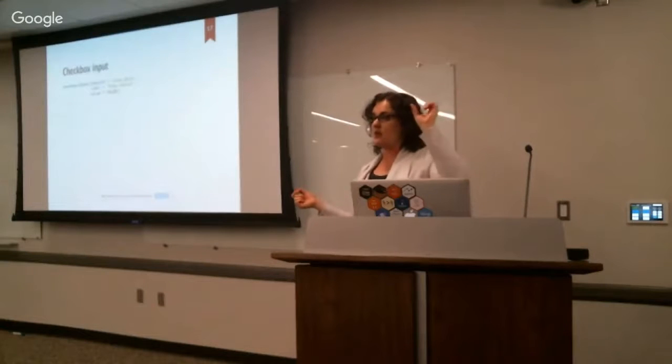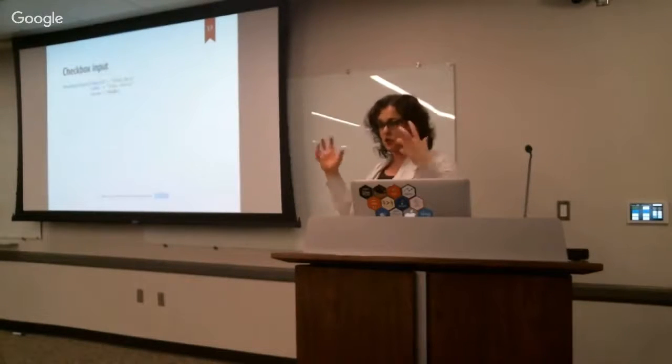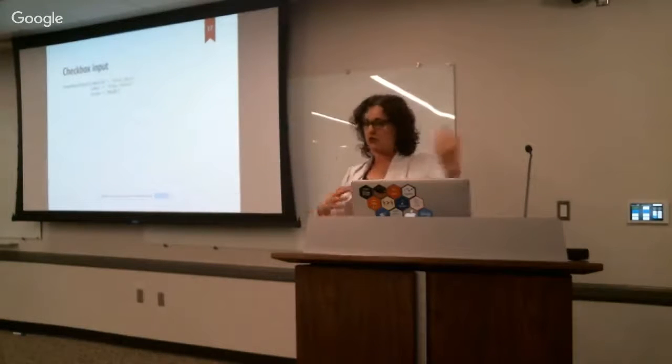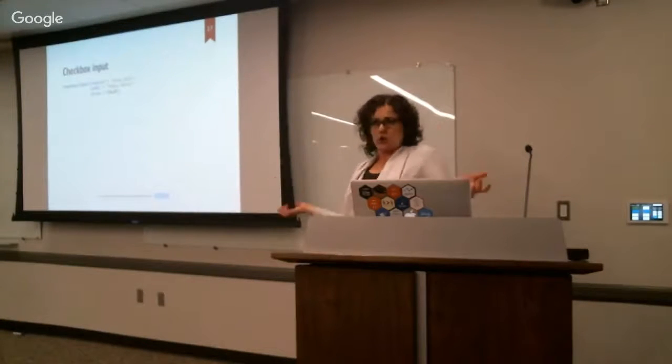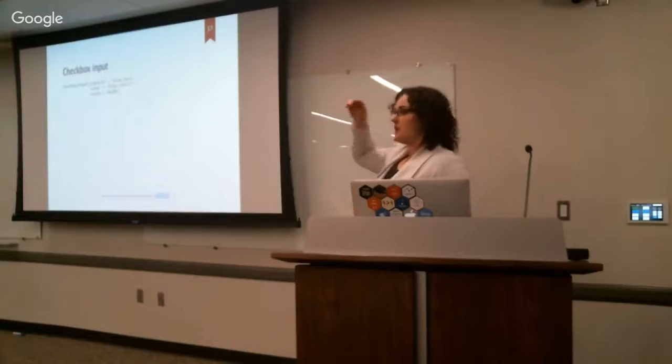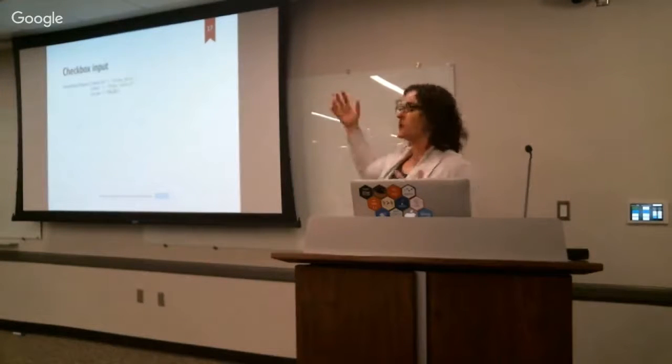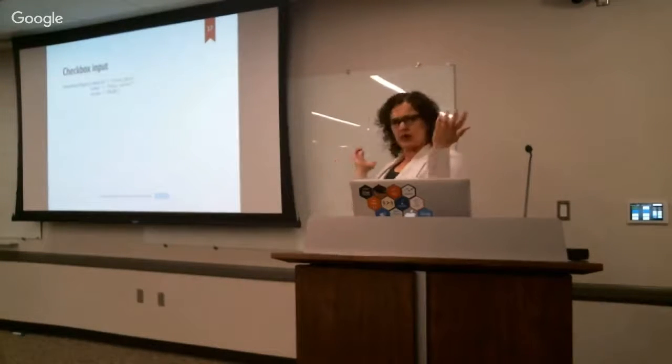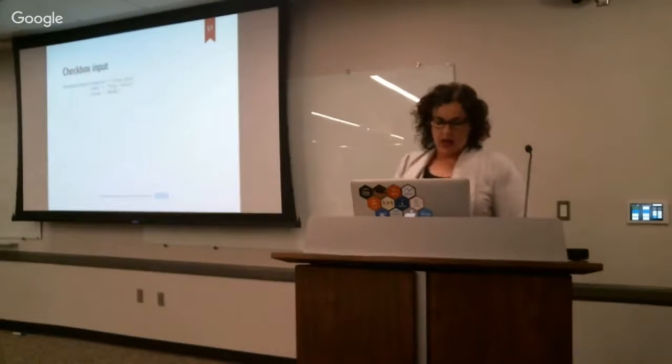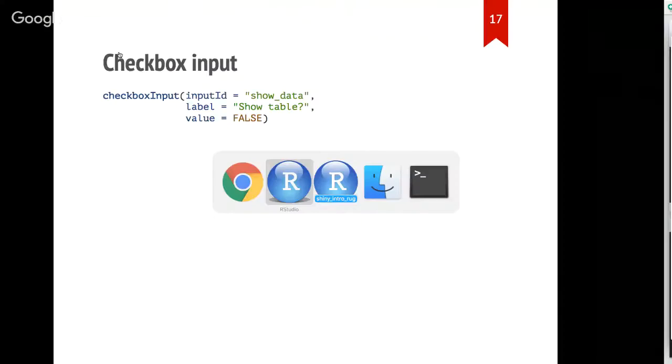So that's going to be what goes in the input$show_data. That's the string that's going to get passed from the UI to the server to say, do I want to show the data? And it's going to be either a true or a false. And we can put a label there. We can say show table. Do you want to show the table? And so let's add that here.